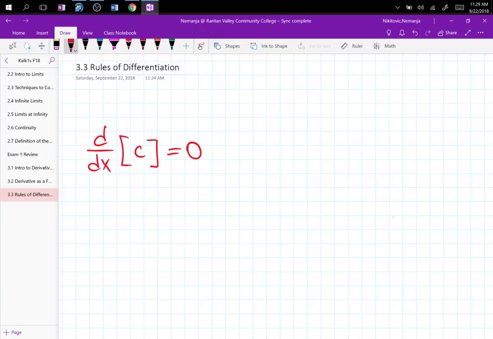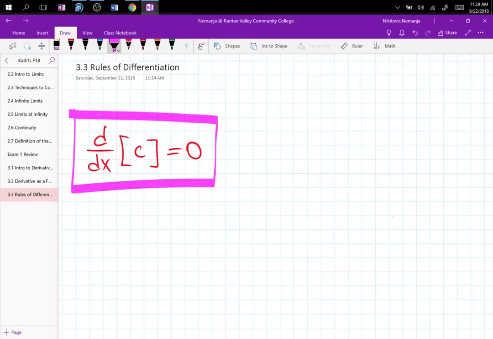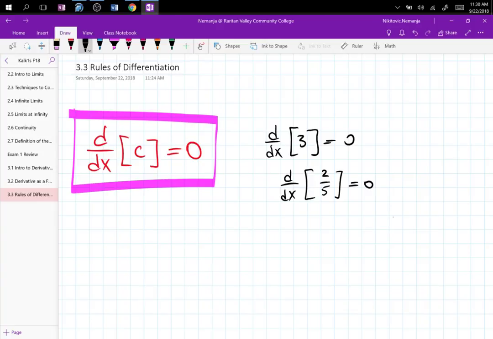You can also read this and understand this as the change in a constant is 0, because we know derivatives measure change. Constants do not change, they're constant. So there's no change in a constant, therefore the derivative is 0. Some examples: the derivative of 3 is 0, the derivative of 2/5 is 0, the derivative of pi is 0, or pi over 2, right? So the derivative of a constant is 0, and that's that.